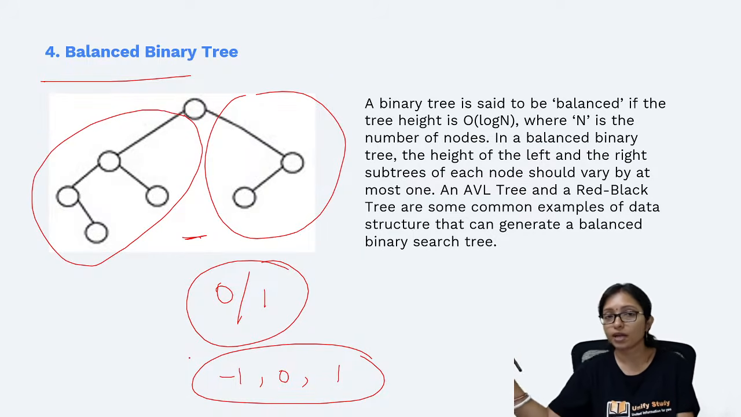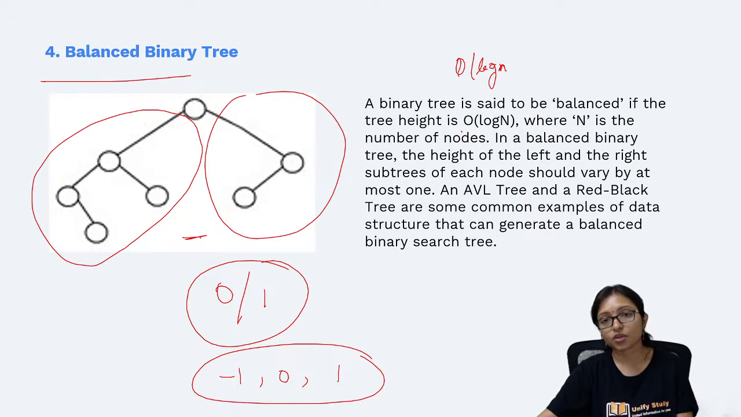At most 1. And for the balanced binary tree, to do that balancing, what is the complexity? The complexity comes to order of log n. That is the complexity. So here you can see order of log n. Right.